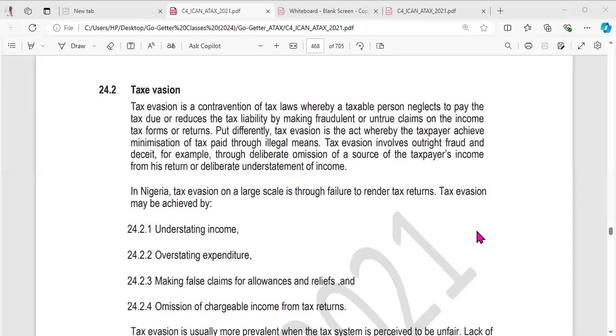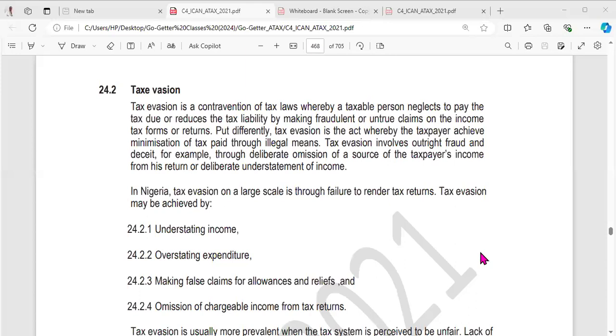all of these methods. Then making false claims for allowances and reliefs. For example, you might claim allowances. We have health insurance, the national health insurance scheme, pension. You might make false claims for all of these. But sometimes these false claims are easily detected because with companies, like you have an HMO, your claim can be checked. But some people still claim falsely that they have allowances. All of these things could be doctored for tax purposes.